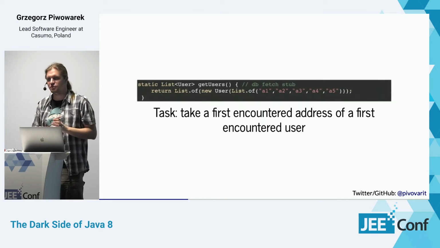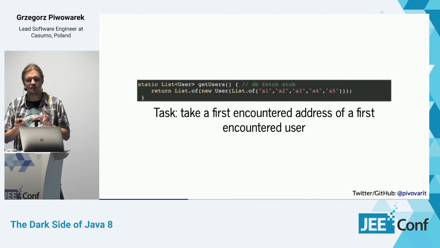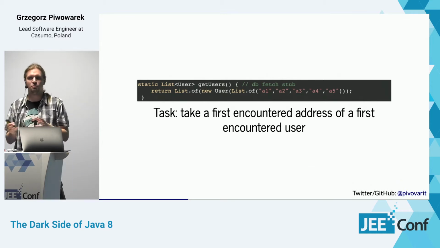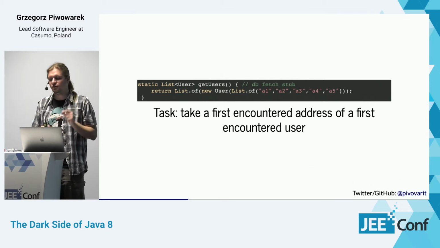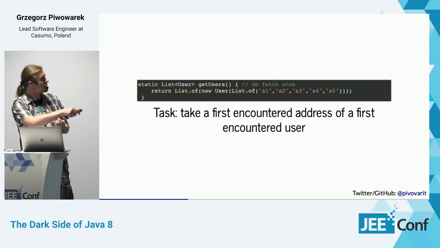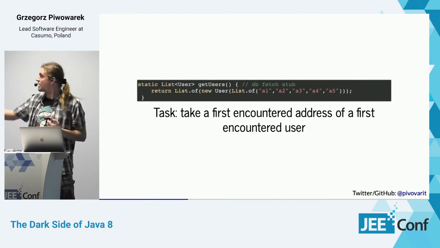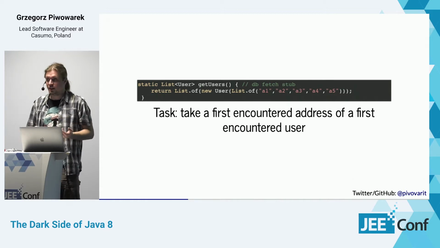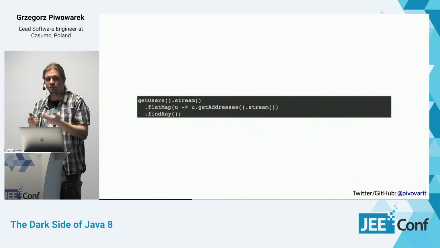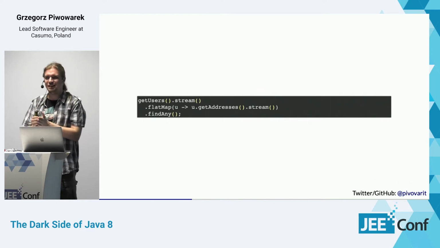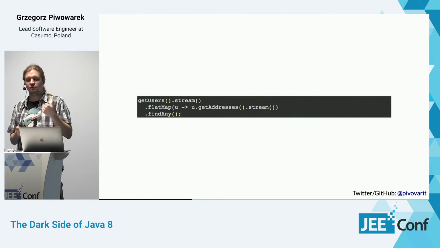So let's do a very short experiment. Let's take a list of users, and let's say that each user can be assigned to multiple addresses. And our job is to take the first address of the first encountered user. So, as you can see, we have a list of users with another list inside over there. Well, it's a very easy task, right? Declaratively, you can just take all users, flatMap each user with a list of addresses, and then take the first one, right? As easy as it is.